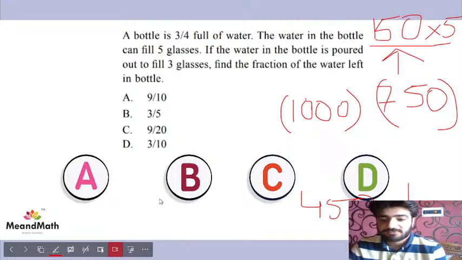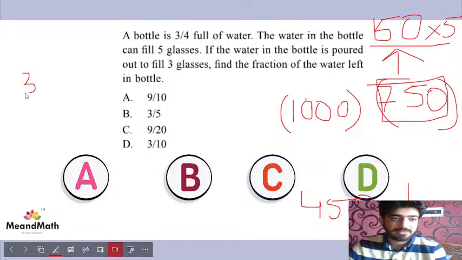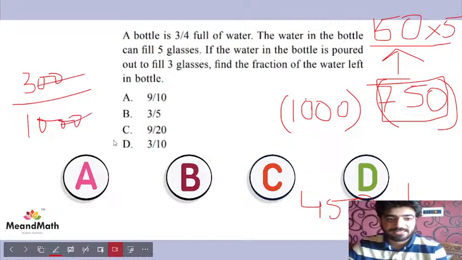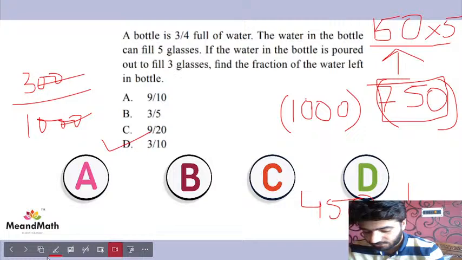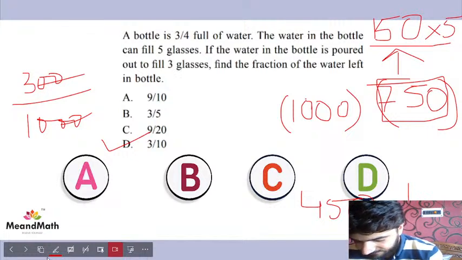How much water is left? 750, because it can fill 5 glasses. Okay, so 300 ml are left out of how much? 1,000. So 300 divided by 1,000 is 3 by 10. So I think D should be the correct answer. What do you guys say? Should D be the correct answer?